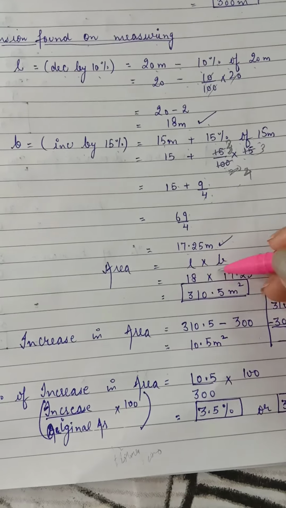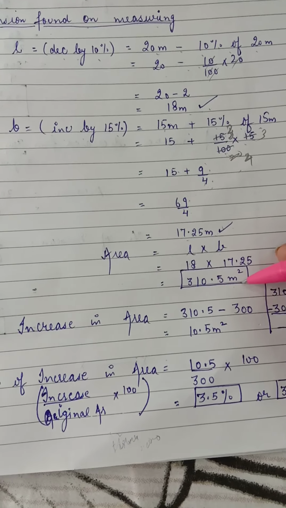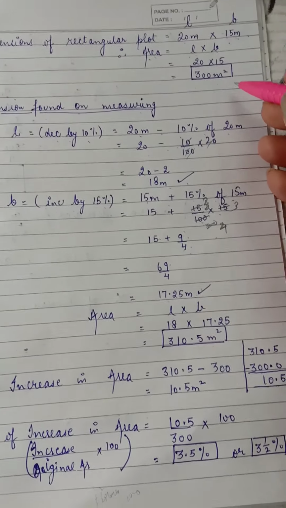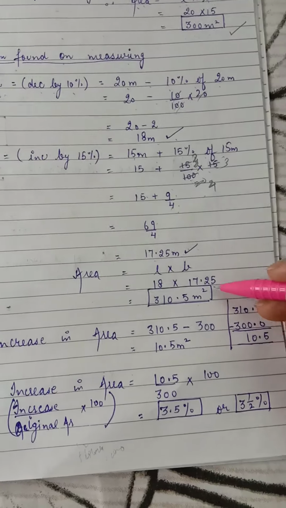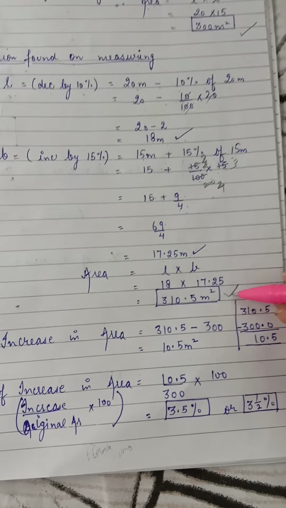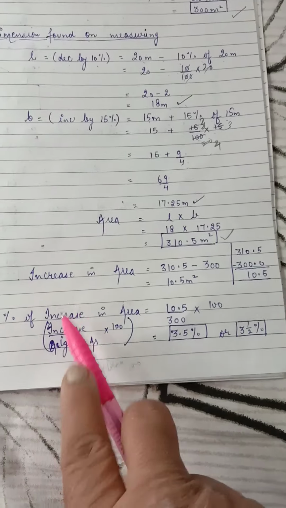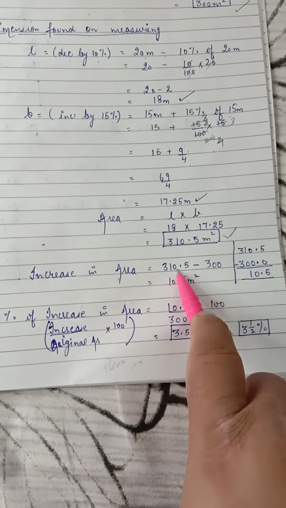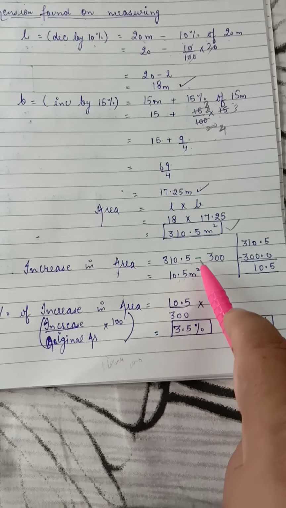Area is L into B, that is 18 into 17.25, which is 310.5 meter square. That was the area with the dimensions given, and that's the area which was found on decreasing and increasing the length as well as the breadth. So what is the increase in area? 310.5 minus 300, that is 10.5 meter square.